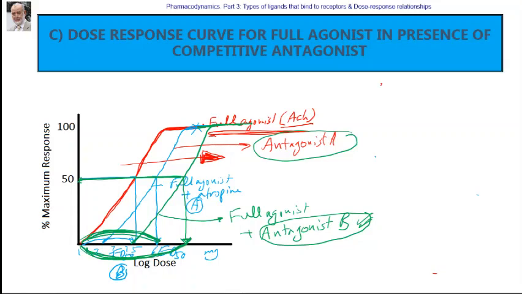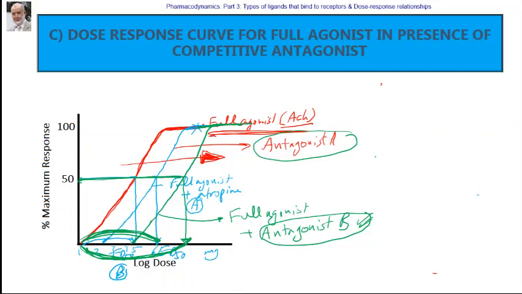Okay, that means antagonist B is more potent because it decreases the potency of the agonist more. Now, a competitive antagonist will compete with a full agonist on the same receptor. Competition means that whoever is present in higher concentration will take over the receptor. If the agonist is present in higher concentration, it will take over the receptor and vice versa.